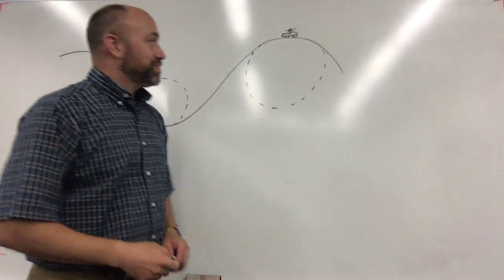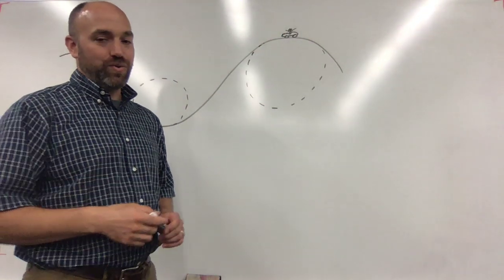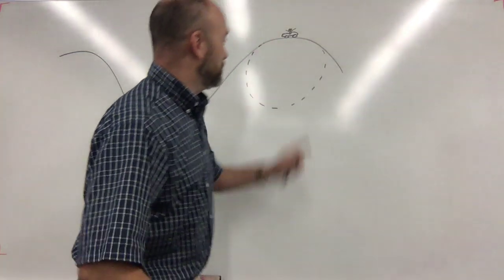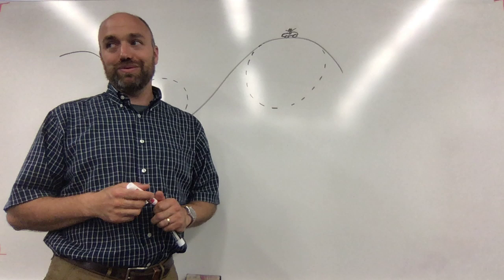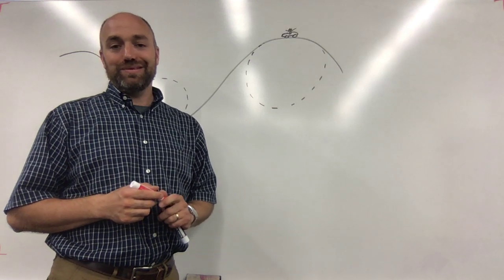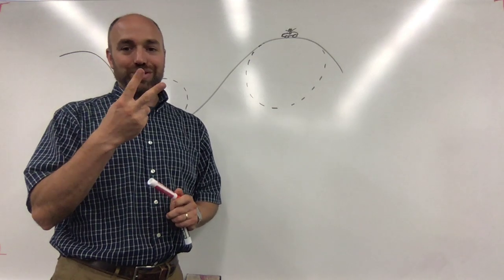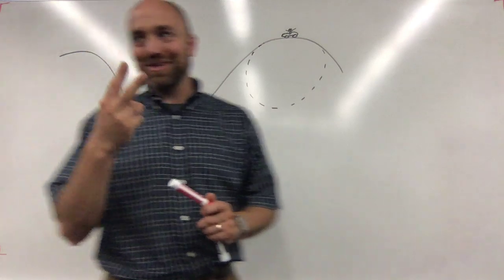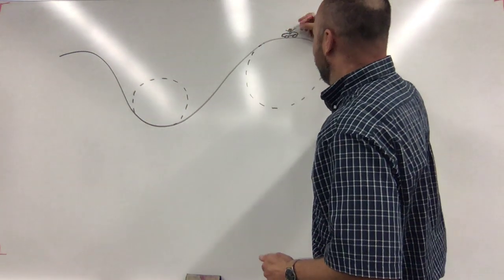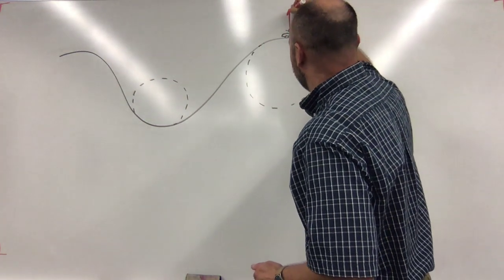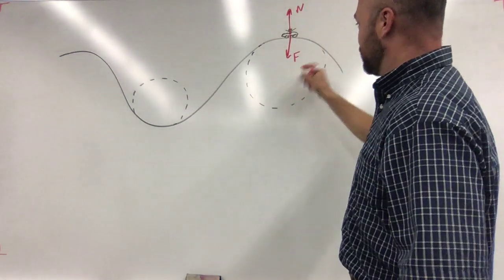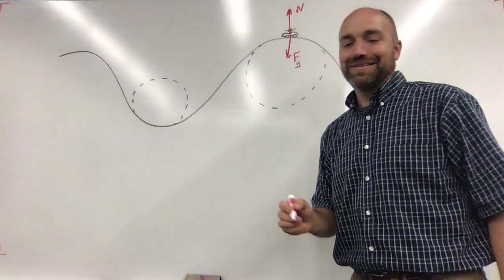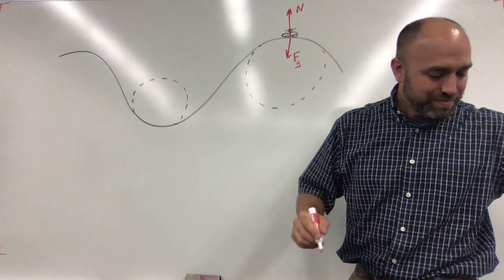So here's the way you answer that question. Let's identify the forces on this roller coaster. What are the forces on it? We've already talked about both of them. Normal and gravity, right? I think all three of you said it at the same time. Okay, so normal force is pushing it up and gravity is pulling it down. And if I was a good artist, those would both be up and down.